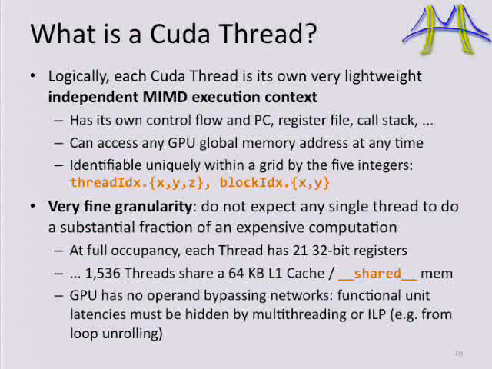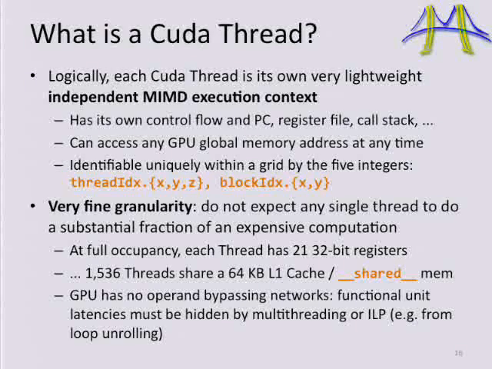So going into more detail, these CUDA threads, logically, each one is its own independent multiple instruction, multiple data execution context. It has its own program state in the same way that a P thread or a Win32 thread would have its own control flow, program counter, copy of the register file, function call stack, etc. It can load from any address in the GPU DRAM, much the same way that a thread on a CPU could.